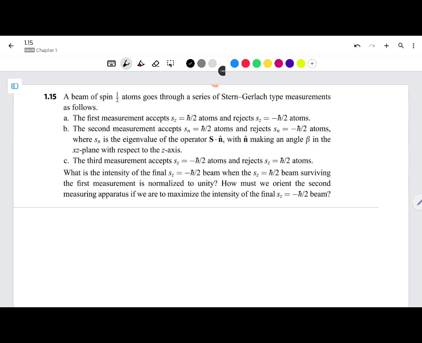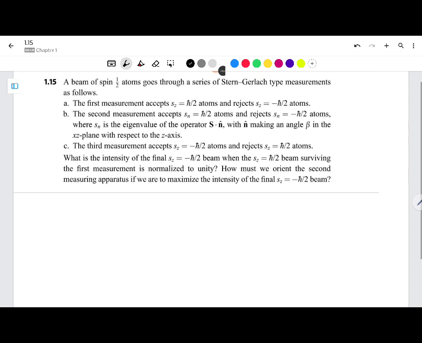So we have a beam of spin 1 atoms which is going through a series of Stern-Gerlach experiments, and the first measurement accepts the Sz equals ħ/2 atoms and rejects the minus ħ/2 atoms. So what does this look like?